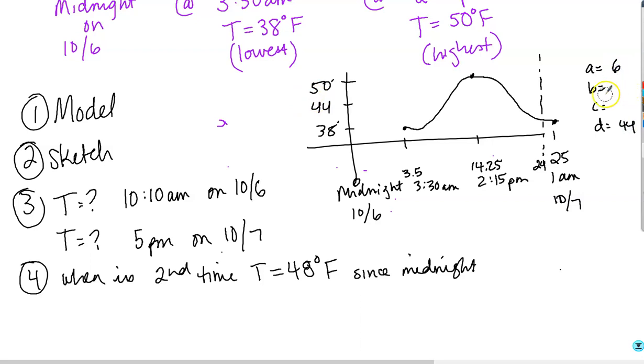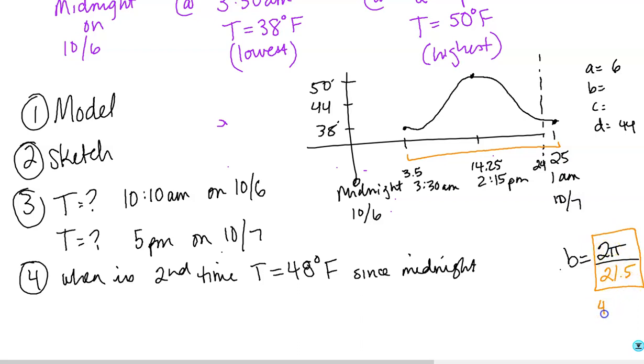My B value is found by doing 2 pi over the period. So how much was the period? Careful, the period goes from low all the way to the next low. So from here to here, we can just do 25 minus 3.5, and I got 21.5. So B is 2 pi over 21.5. I really can't reduce that. If I don't like the decimal, I could multiply the top and bottom by 2 and use 43, but this is fine. What a nasty B value, but totally fine.